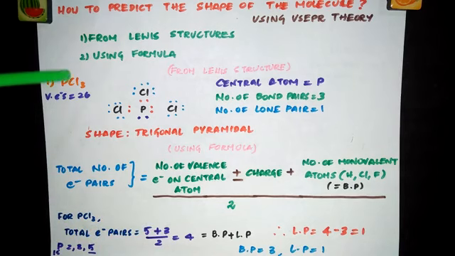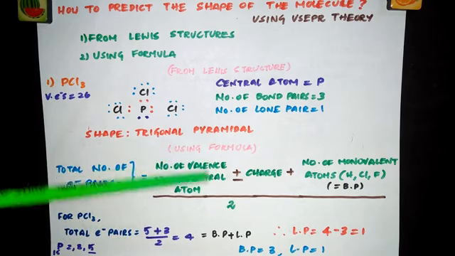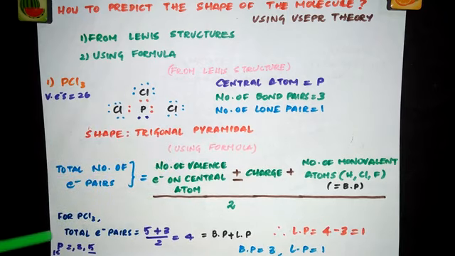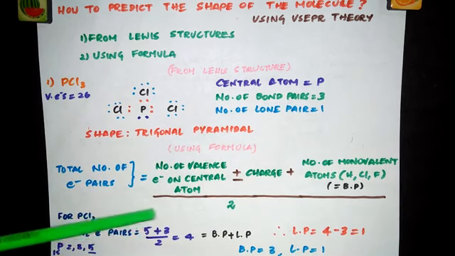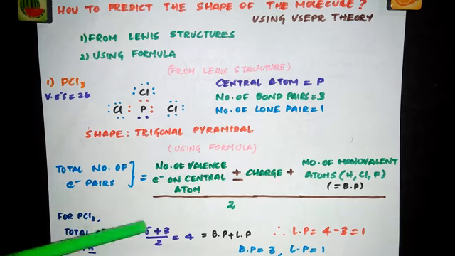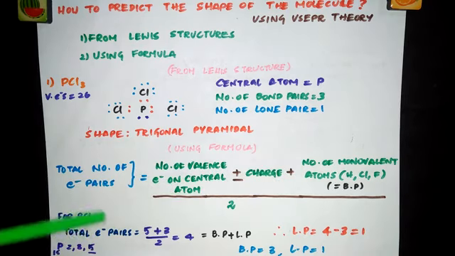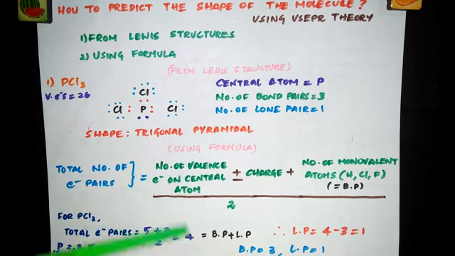Now look here, I've taken the same example, PCl3. Total electron pairs is equal to the number of valence electrons on the central atom. What is the central atom here? Phosphorus. And how many valence electrons are there? 5. So 5 plus no charge, because this is not an ion, it is a molecule. So no charge, leave that part. Plus the number of monovalent atoms. What are the monovalent atoms here? Chlorine. 3 chlorines are there. So 5 plus 3, divided by 2. That gives you 8 by 2, which equals 4. So that is the total number of electron pairs.